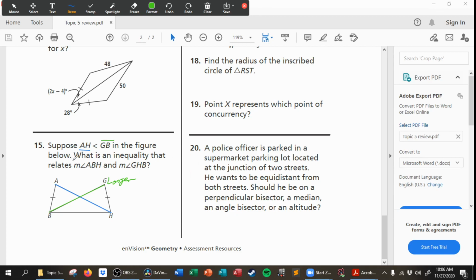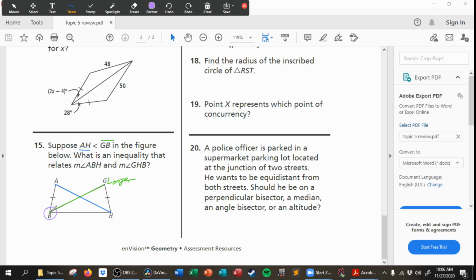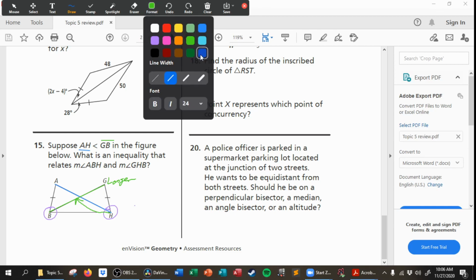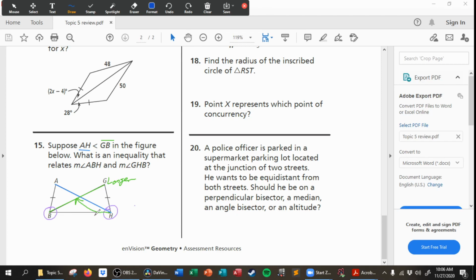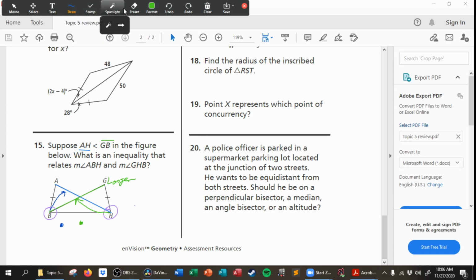What is an inequality that relates ABH? From A to B to H is this angle right here, the whole thing. And GHB. So if I look at these, let me go back to my original colors. This GHB angle generated my green side length, and ABH generates my blue side length. And since I know that blue is less than green, I can say the angle that made the blue is less than the angle that made green.